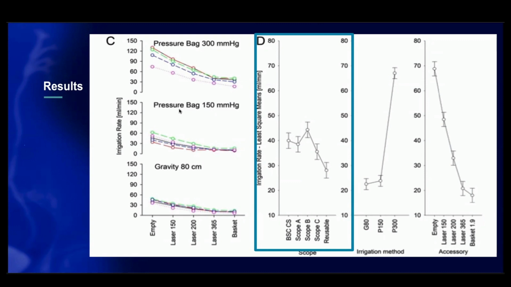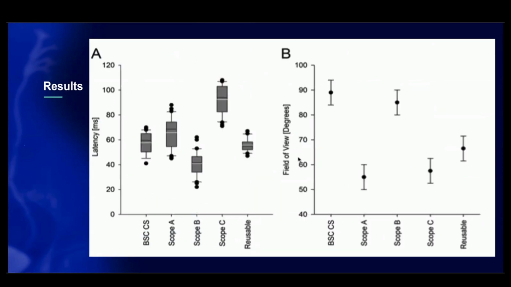Here we're looking at irrigation flow. So we did this at gravity, at pressure 150, and then pressure 300. And again, if you look at the summary here, Boston Scientific is basically in the middle of the pack, probably in the higher end in terms of the amount of irrigant you get through their working channel. Here we're looking at latency. So when the image gets to the camera or the scope, when do we actually see it? So there is a very short latency period. And again, you can see that Boston Scientific is kind of right in the middle. One of the scopes is a little bit faster.